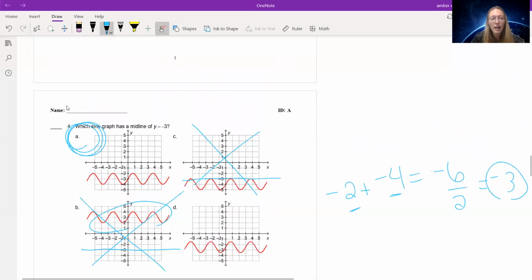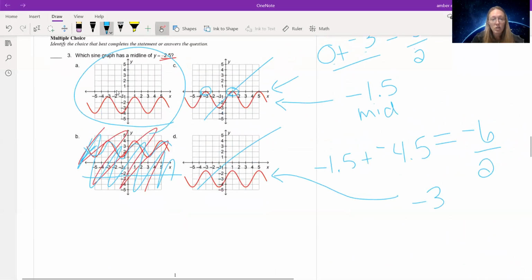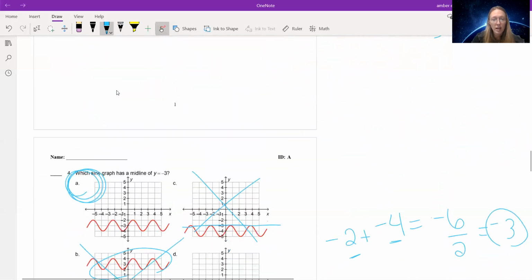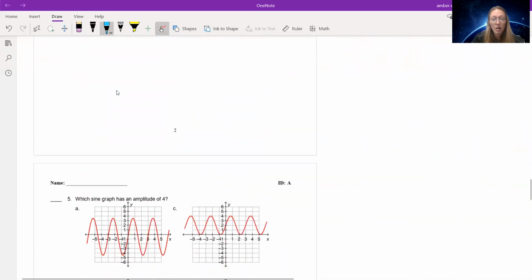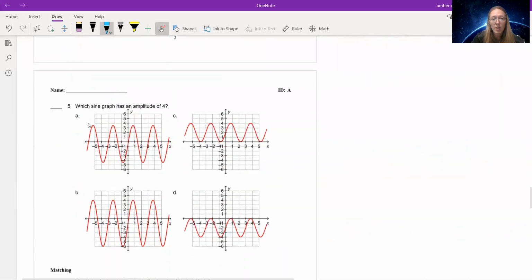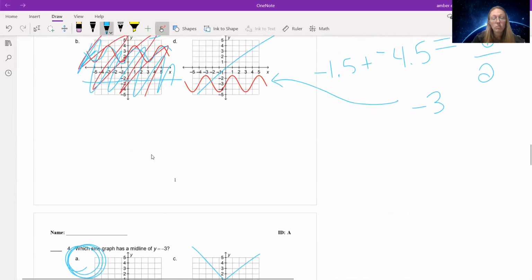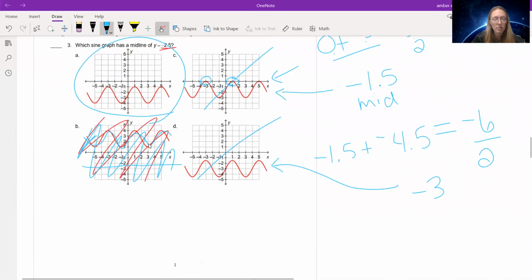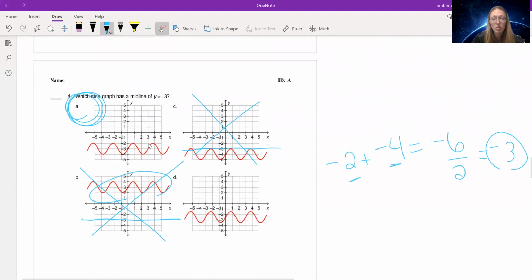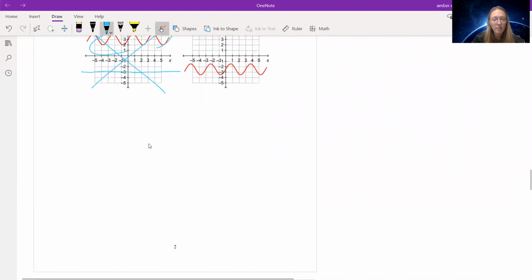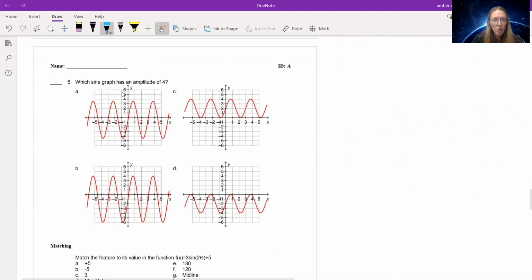Okay, I am going to load on some more questions just like numbers 3 and 4 here, where you're going to find the midline. And let's take a look at this one, because I'm going to give you some practice at this. Which of these sine graphs has an amplitude of 4?